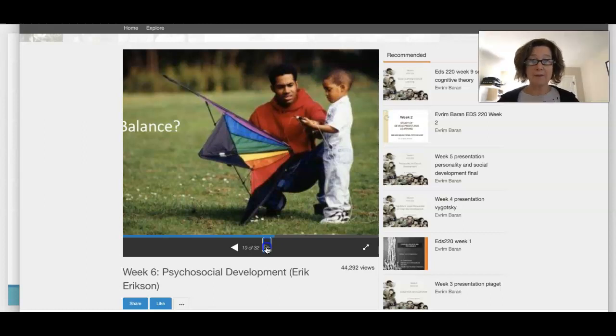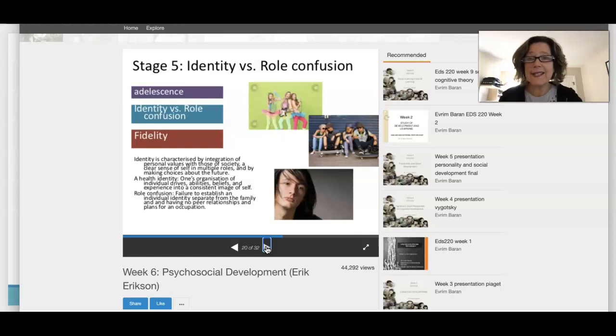Okay. Adolescence. I think we kind of know this one because it's just so prominent. Again, identity versus role confusion. So identity is characterized by integration of personal values with those of society, a clear sense of self in multiple roles, and by making choices about the future. A healthy identity is where you actually believe in yourself, and role confusion is failure to establish an individual identity separate from the family, and having no peer relationships and plans for an occupation.